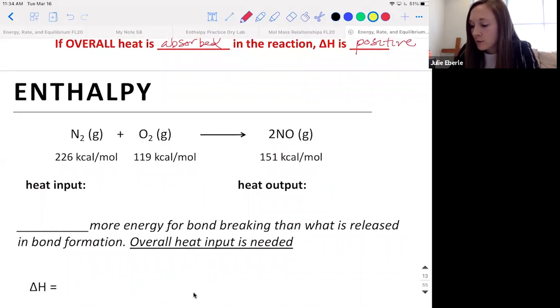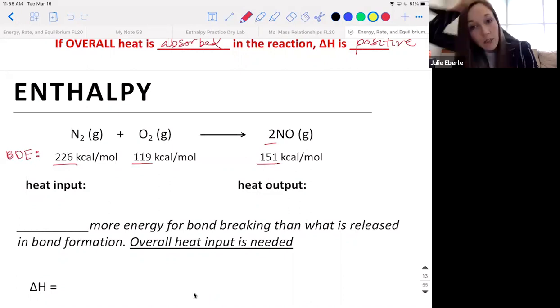So another example is we've got nitrogen and oxygen, N2 and O2, coming together to make two molecules of nitrogen monoxide. And it's balanced for us. We have coefficients of 1 on the reactant side and a coefficient of 2 on the product side. And then listed just below, we have the bond dissociation energies. Remember, this is BDE, for each of these bonds.